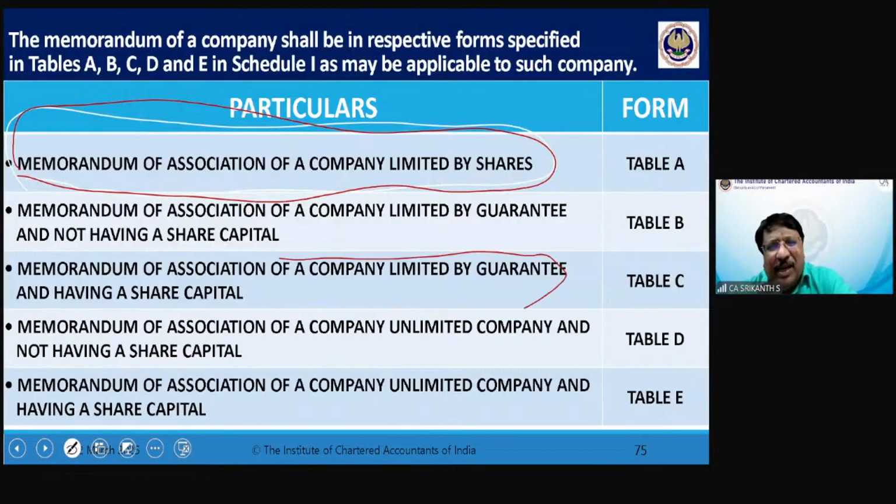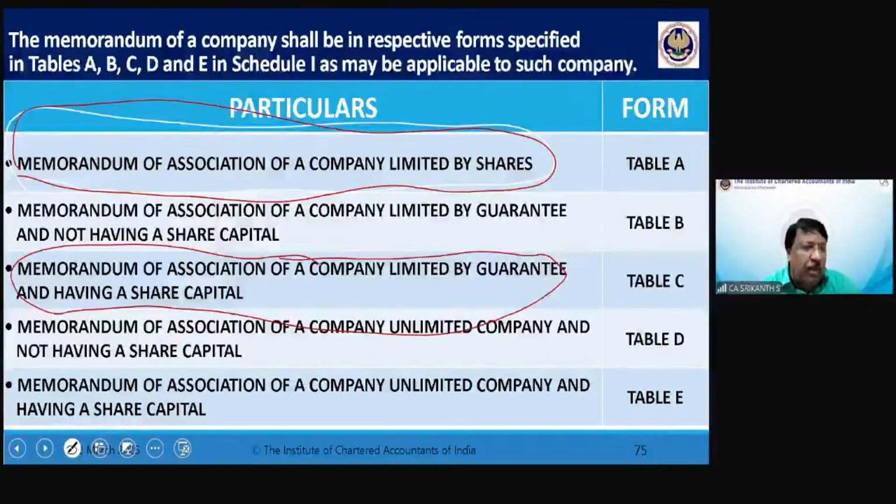Rare. I have never seen it in my life. I'm sure there are very few such companies. Usually when a non-profit organization comes to me for formation of a company, they don't want share capital. They prefer Table D, memorandum of a company limited by guarantee and not having a share capital. They don't generally want shares.